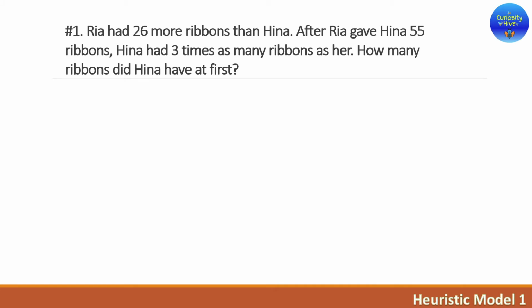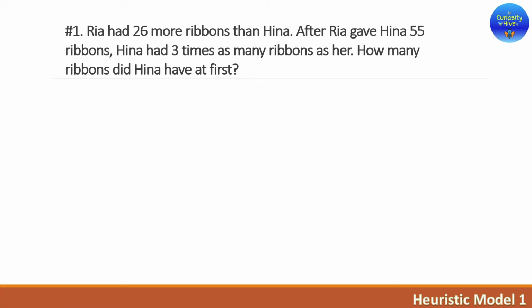So let's start with the first question in the heuristic model 1 section. This question reads, Ria had 26 more ribbons than Hina. After Ria gave Hina 54 ribbons, Hina had 3 times as many ribbons as her. This 'her' is Ria. How many ribbons did Hina have at first? So let's solve this using blocks or models.